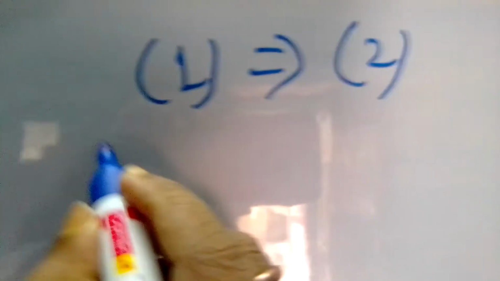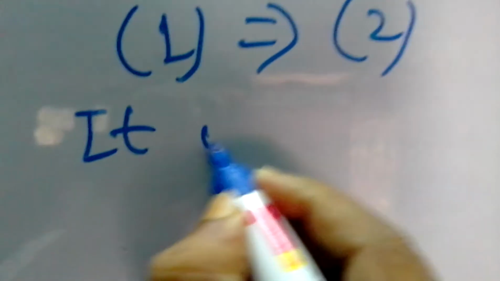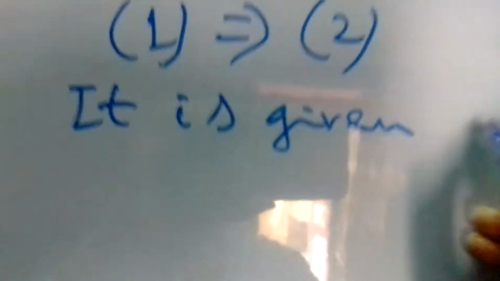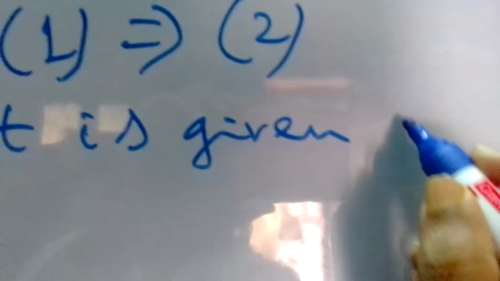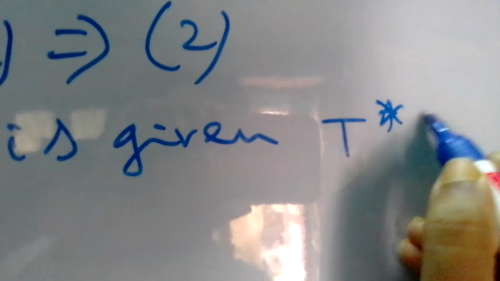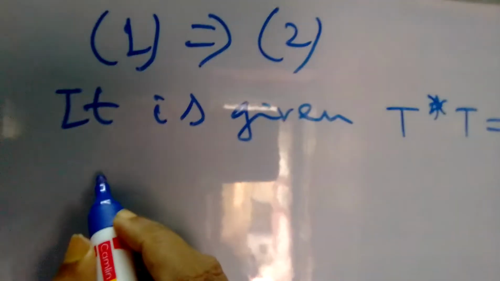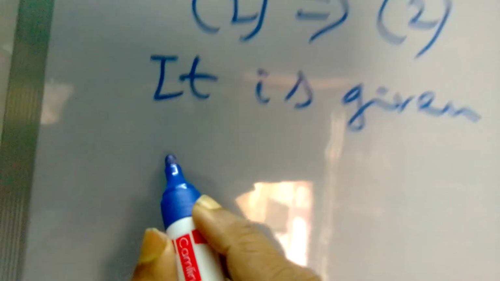Now here, 1 implies result 2. How to prove this result? It is given that the first result, that is T star T is equal to identity I. And now we consider our second result.